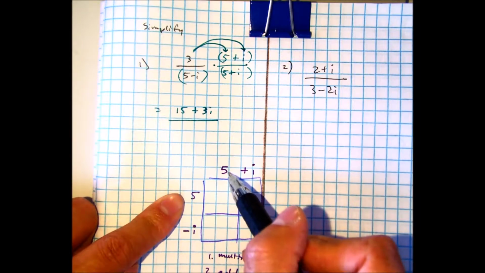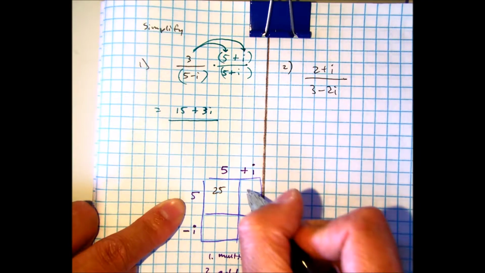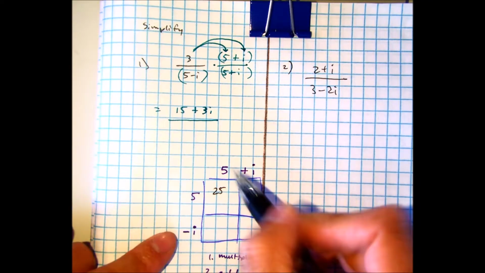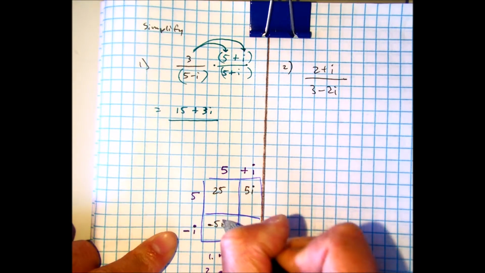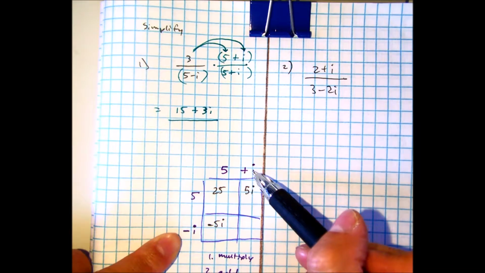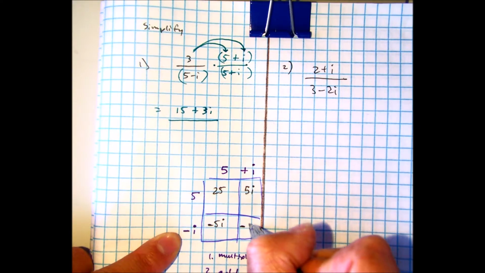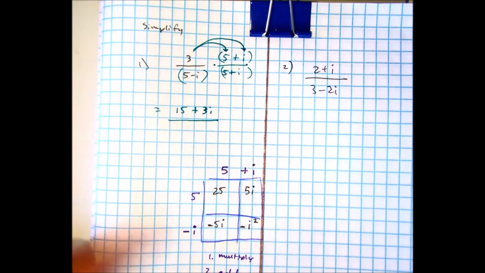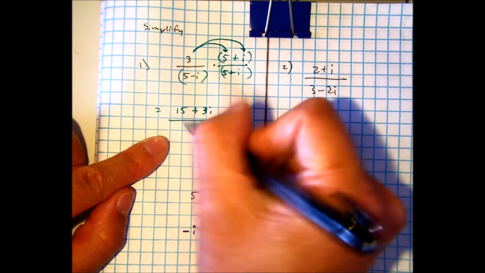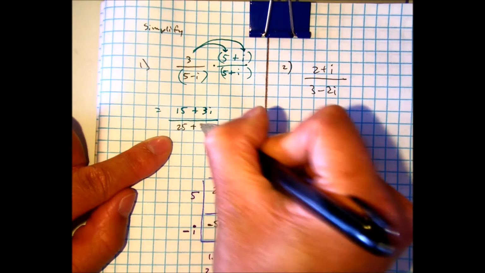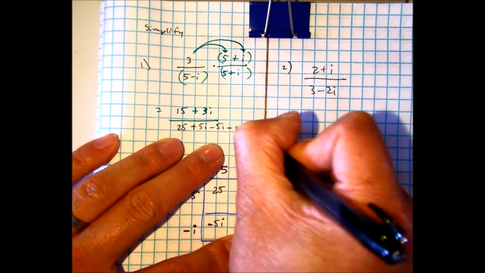Class, 5 times 5 is 25. i times 5 is 5i. Negative i times 5 is negative 5i. Negative times a positive. And i times i is i squared. Let's write those 4 terms up here, and then you'll see that we'll just combine like terms. 25 plus 5i minus 5i minus i squared.